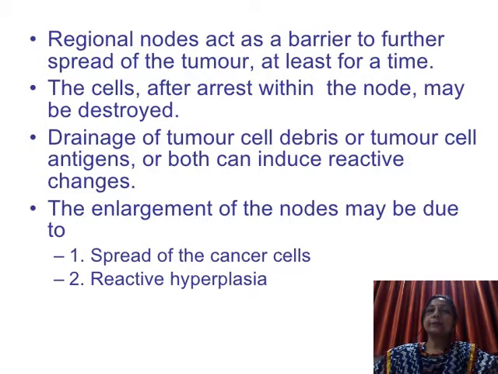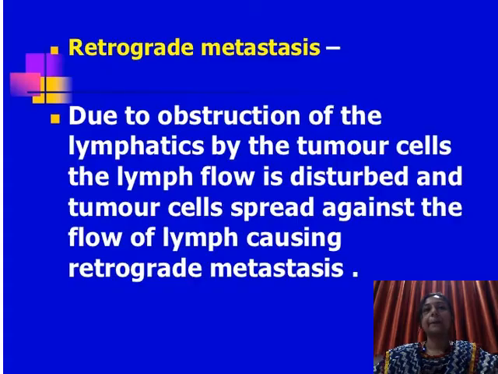But if the cell escapes from destruction by our lymphatic system, then there is a spread of the cancer cell. So the enlargement of the local lymph node is commonly seen due to two things. One is the growth of the cancer cells, and second is the reactive hyperplasia.